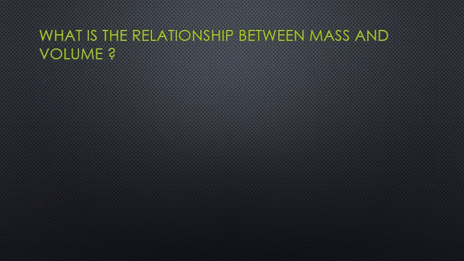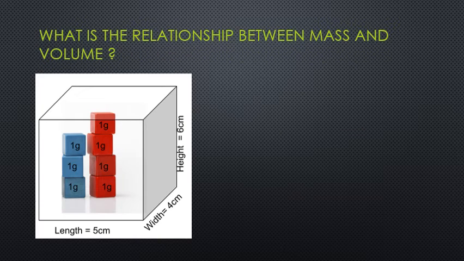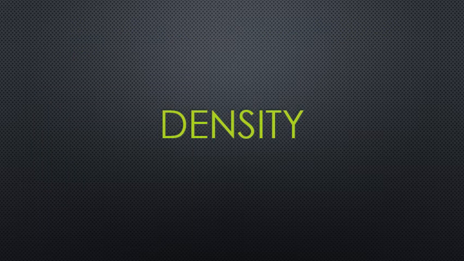What is the relationship between mass and volume? For box 1, there are 3 grams of stuff in a 120 centimeter cube space, whilst in box 2, there are 7 grams of stuff in a 120 centimeter cube space. This relationship that you have just considered is called density.